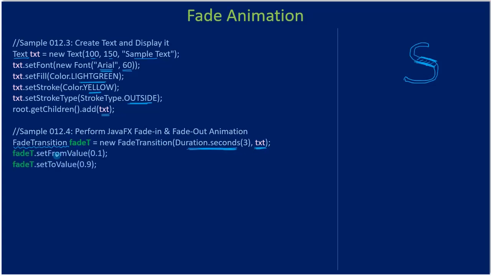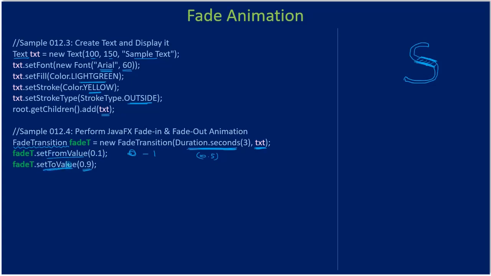Next, once FadeTransition is created, we set the initial value 0.1. The range is actually 0 to 1. Here we are setting 0.1, which means transparent, not fully transparent, but highly transparent. If it is 0.5, we can say half transparent or semi-transparent. This is on the 0.1 side, so highly transparent, lightly opaque. It's not 1, which means this is slightly transparent. Here it is heavily transparent.